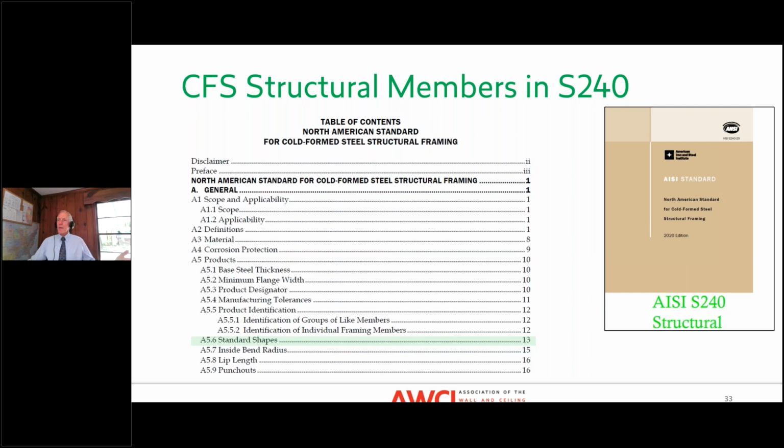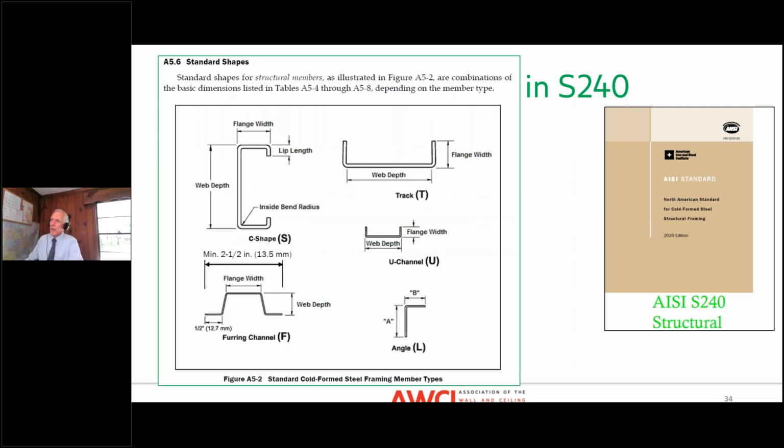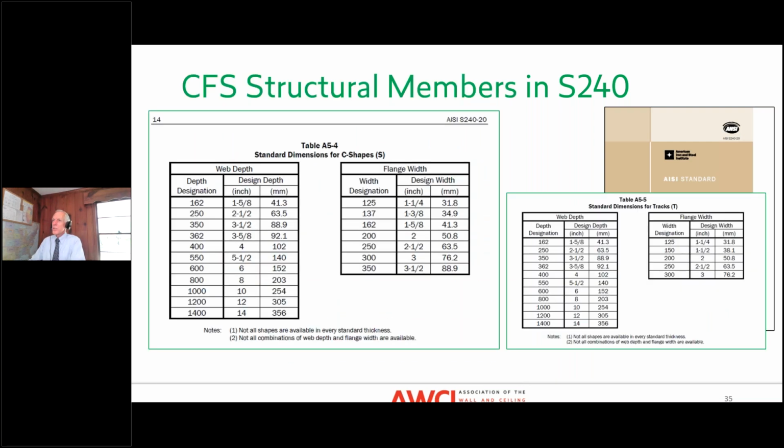So we went to Chapter 22 of the building code. It references S240 for structural members. S240 in section I5.6 has standard shapes, and here they are. And it's got a C section, it's got a track, it's got a U channel, angle, furring channel, and then for the studs and tracks, it gives tables for standard dimensions.